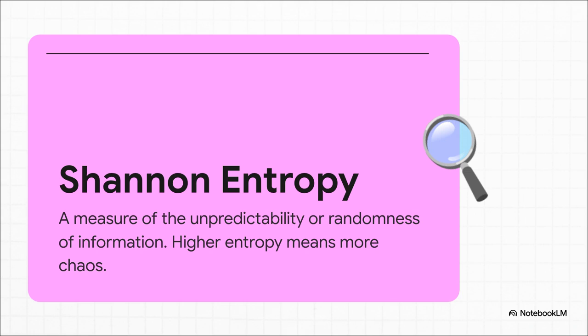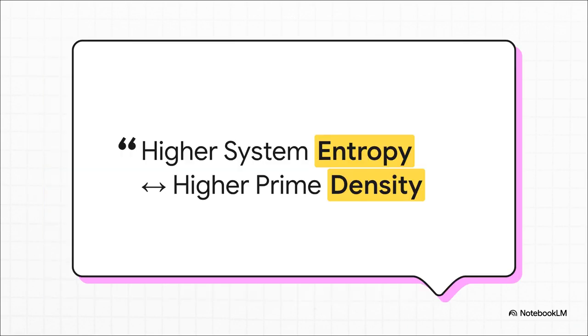Now, don't let the name scare you. In really simple terms, entropy is just a measure of surprise or unpredictability. If a sequence has high entropy, it's super chaotic and random. If it has low entropy, it's very orderly and predictable. That's all it is. And this was the breakthrough.